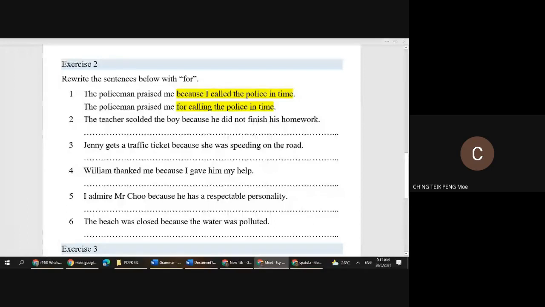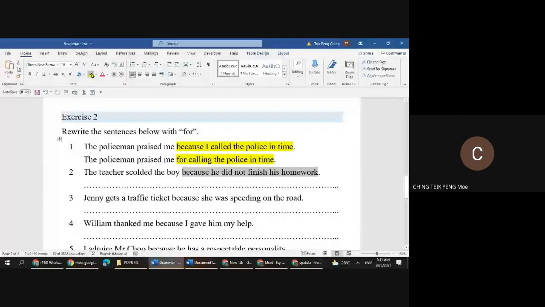Okay, for number 2, you may write your answer on the chat box. The teacher scolded the boy. Scolded maksudnya marah because he did not finish his homework. So because he did not finish his homework, this is the reason. Ini sebab the teacher scolded the boy. So we can use for to talk about reason. Anyone has any answer for number 2?